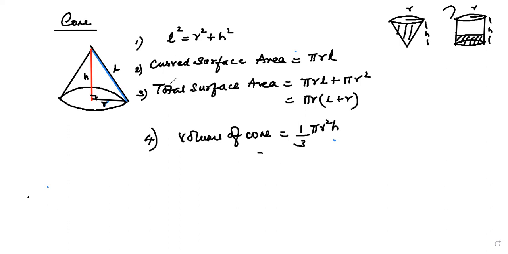So remember these four formulas for a cone. Whenever you come across the word cone, these four formulas should come to your mind. L square equals r square plus h square. Curved surface area is pi r l. Total surface area, the bigger number, is pi r times l plus r. And volume of a cone is 1/3 pi r square h. Now we'll solve sums based on these formulas of cone, okay?